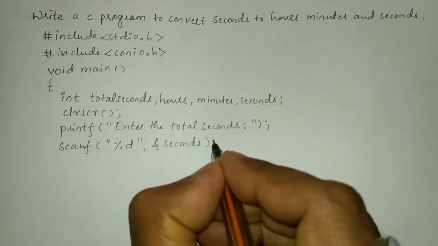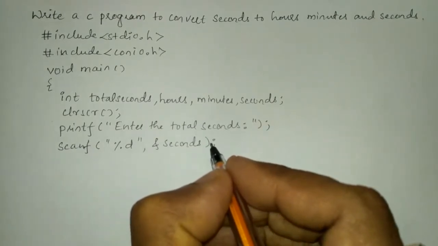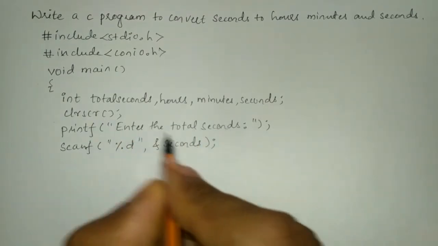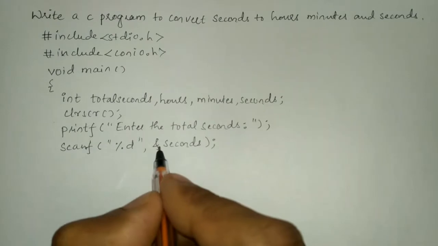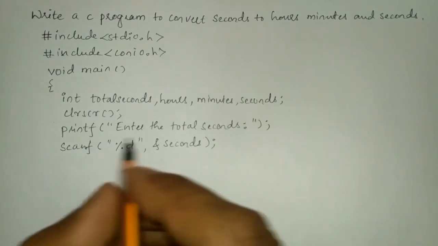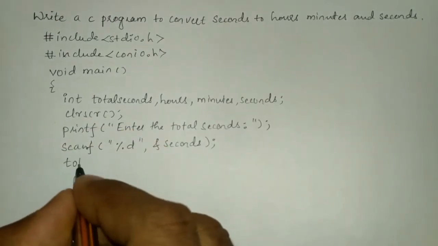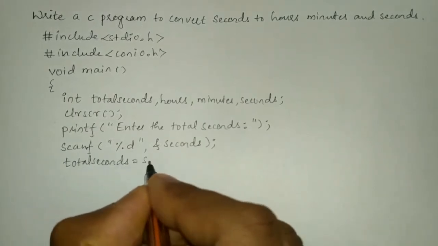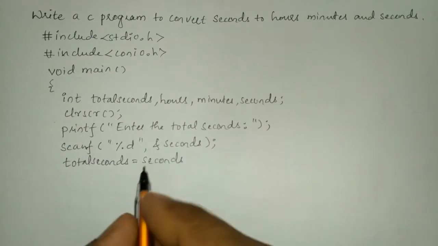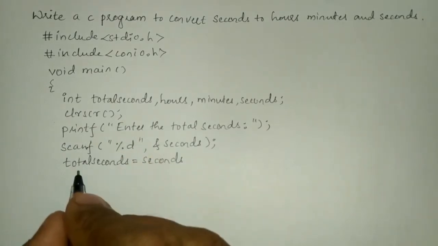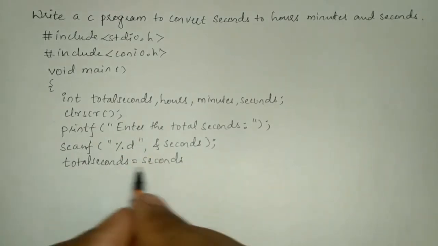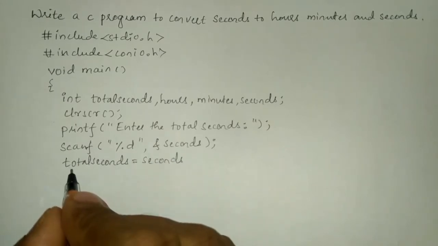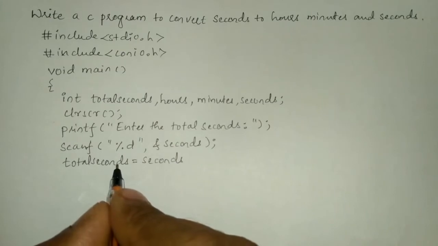The total number of seconds will get converted into how many hours, minutes and seconds. Here I'm going to assign seconds to total seconds in order to keep the original value intact. For that I'm going to use total seconds is equal to seconds. So whatever the user enters through the keyboard, that value will be stored in a variable called total seconds.